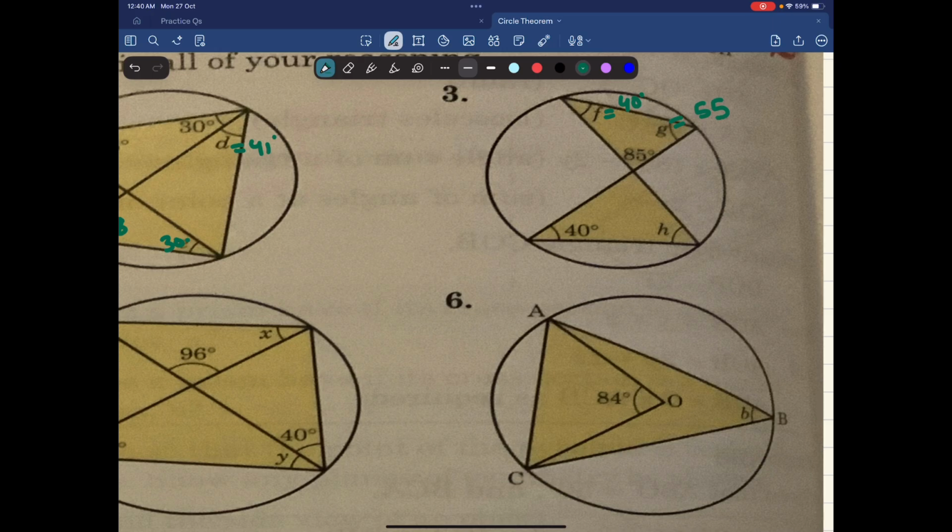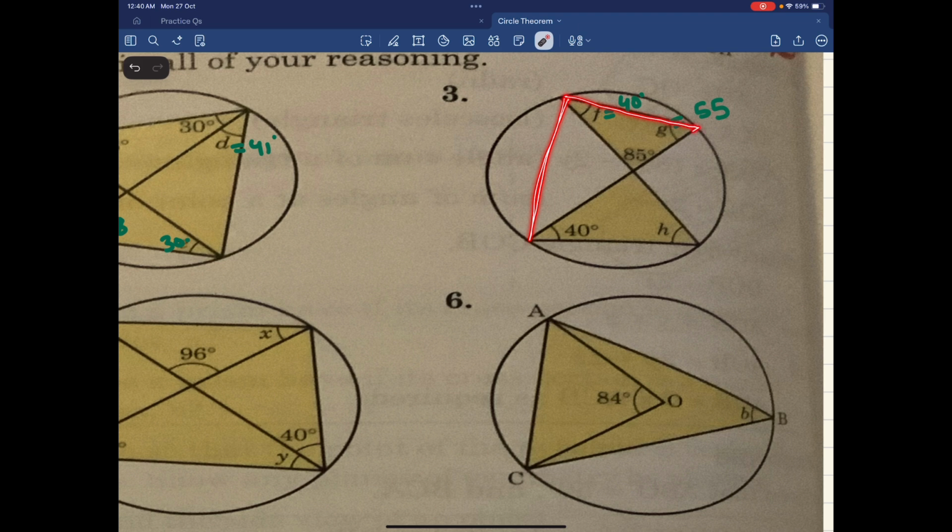And if angle G is 55, let's draw an invisible chord here. If G is 55, then H is also going to be 55. This is the chord, and this is the angle made at the circumference, 55. So it is going to be equal to 55 as well.